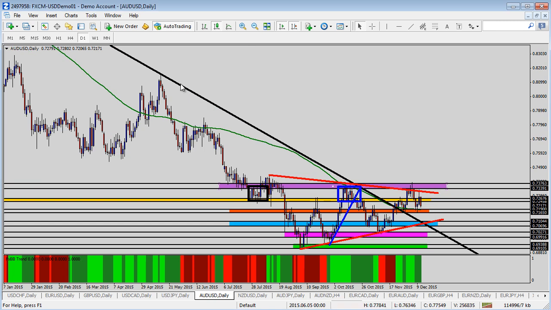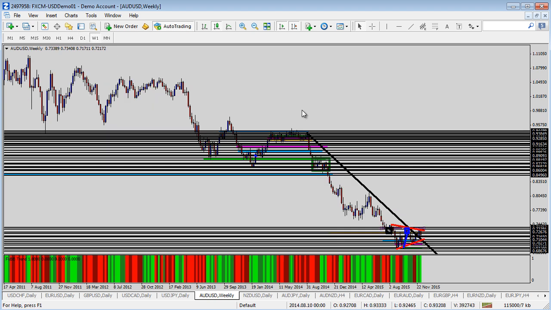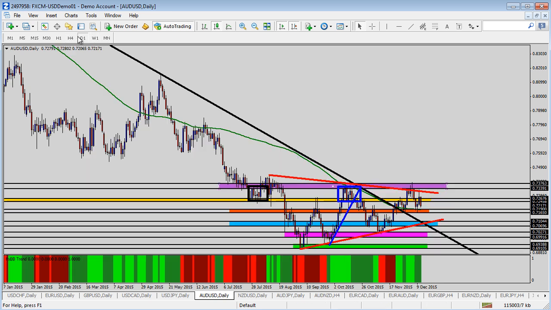Zoom out a little bit, and we can see that we've been studying the long-term downtrend, the black trend line here on the daily chart. I can even go out to the weekly time frame, and you can see how long that trend has been in place. Back to the daily time frame, so we've been studying the downtrend. We've been studying the triangle pattern between the two red trend lines for the past several days, a couple of weeks here for the Australian dollar.